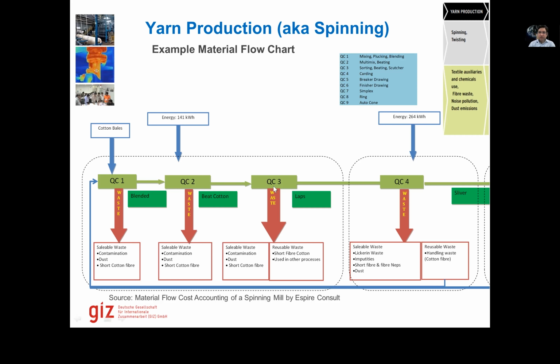Then we have further beating. So here we do some more sorting. We remove some further contamination. Once the beating is done, we blow up the cotton using big blowers, and then we do the beating again. So this is where the beating is literally refined, and we have pure cotton laps coming out of here.